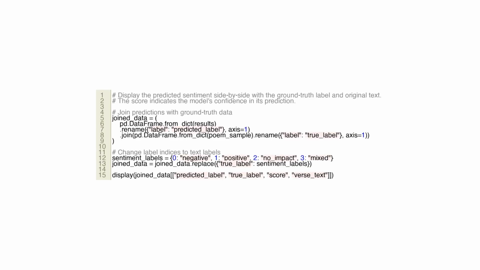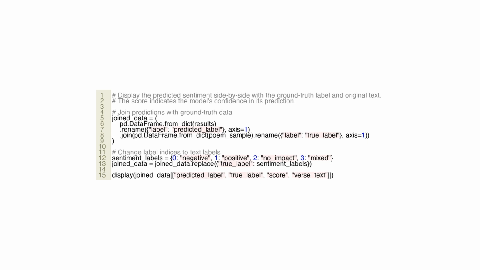This code snippet is part of the evaluation process of a language model (LLM) created using Hugging Face. It first creates a data frame using the predictions from the LLM, renaming the label column to predicted_label. Next, it joins this data frame with another data frame created from a sample of text, renaming the label column to true_label. This creates a new data frame with the predicted sentiment, positive, negative, no impact, or mixed, side by side with the actual sentiment label from the sample text.